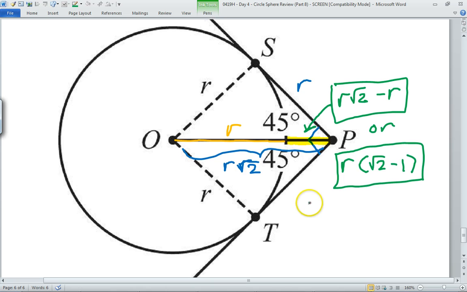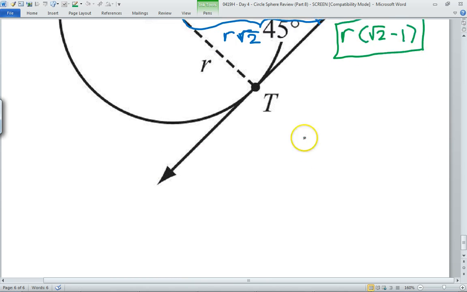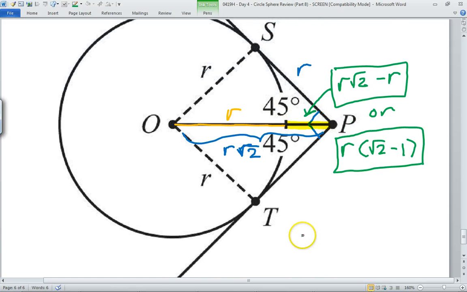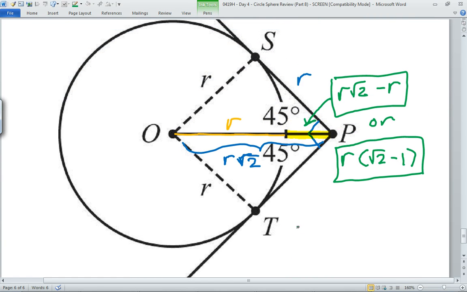Alright, so that's number 3, part C. Oh, I guess that's the end of this assignment. Any questions? Just kidding.